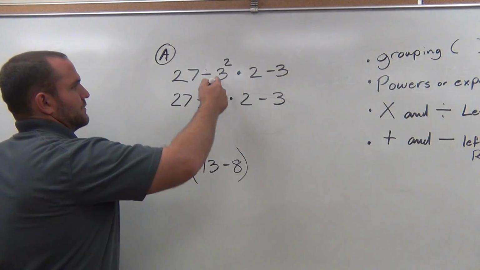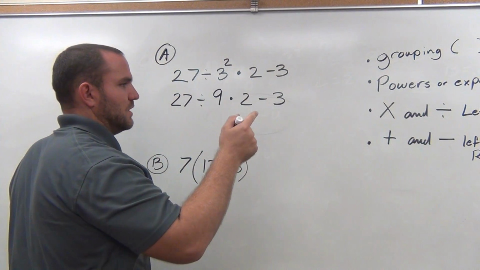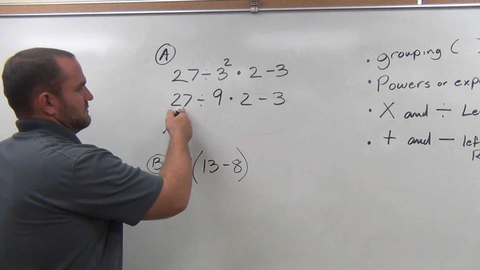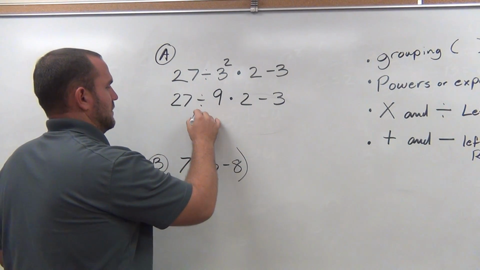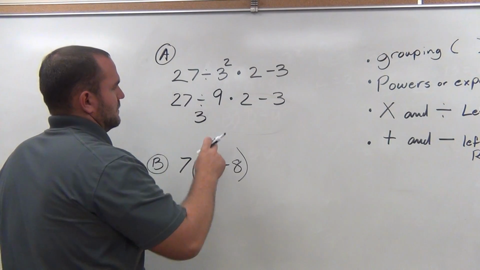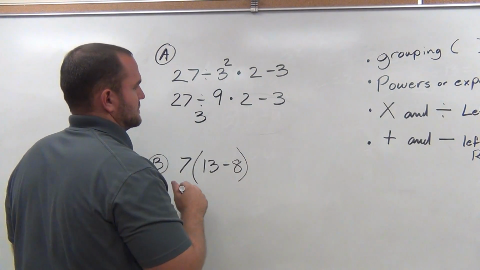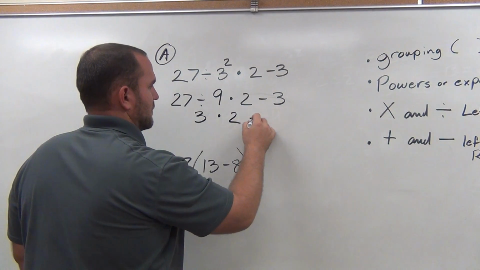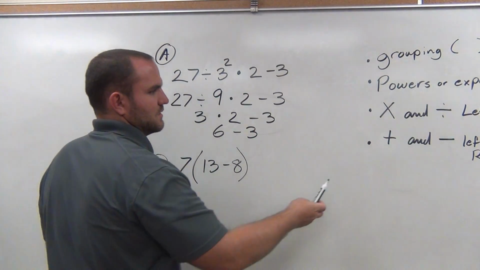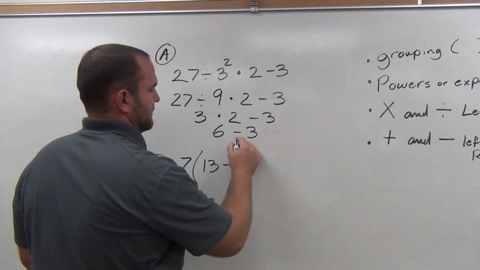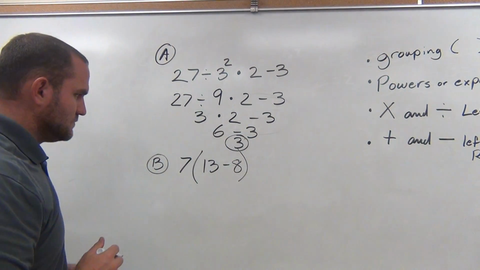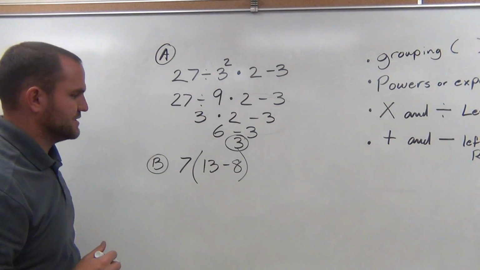Okay, so we went through exponents. Now we're going to do multiplying and dividing from left to right. So we're going just down the line here. So 27 divided by 9. Now we're going to go 3 times 2. So 3 times 2, 6, minus 3. So this would bring us to our last point, subtraction from left to right. There you go. Okay. So that would be our answer for order of operations.